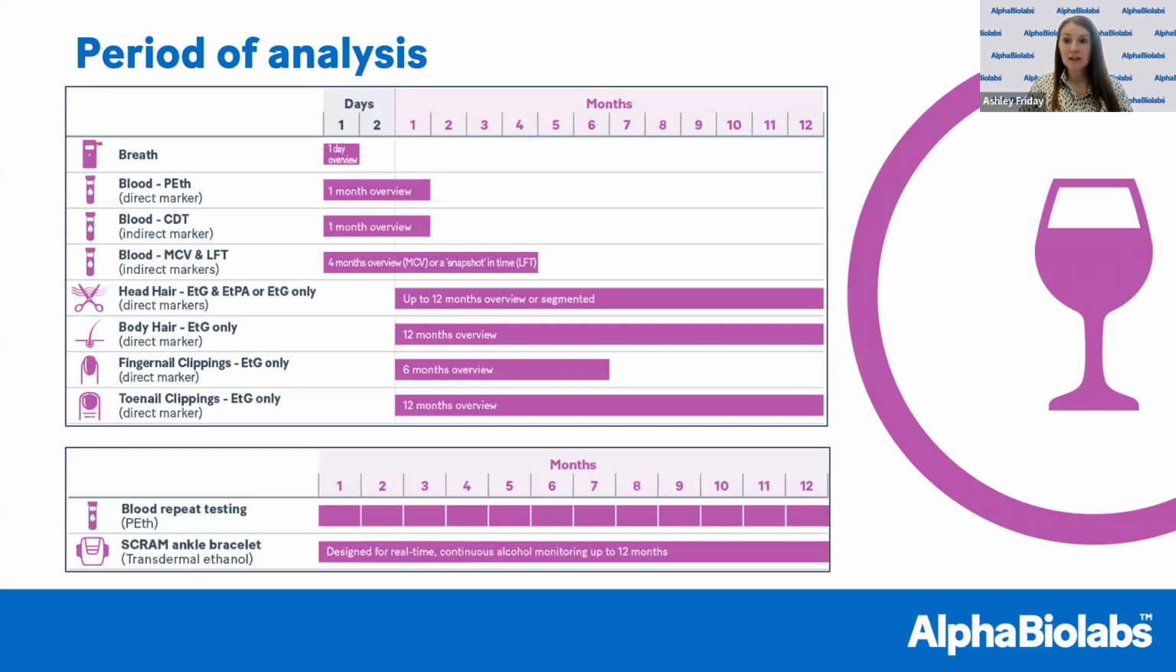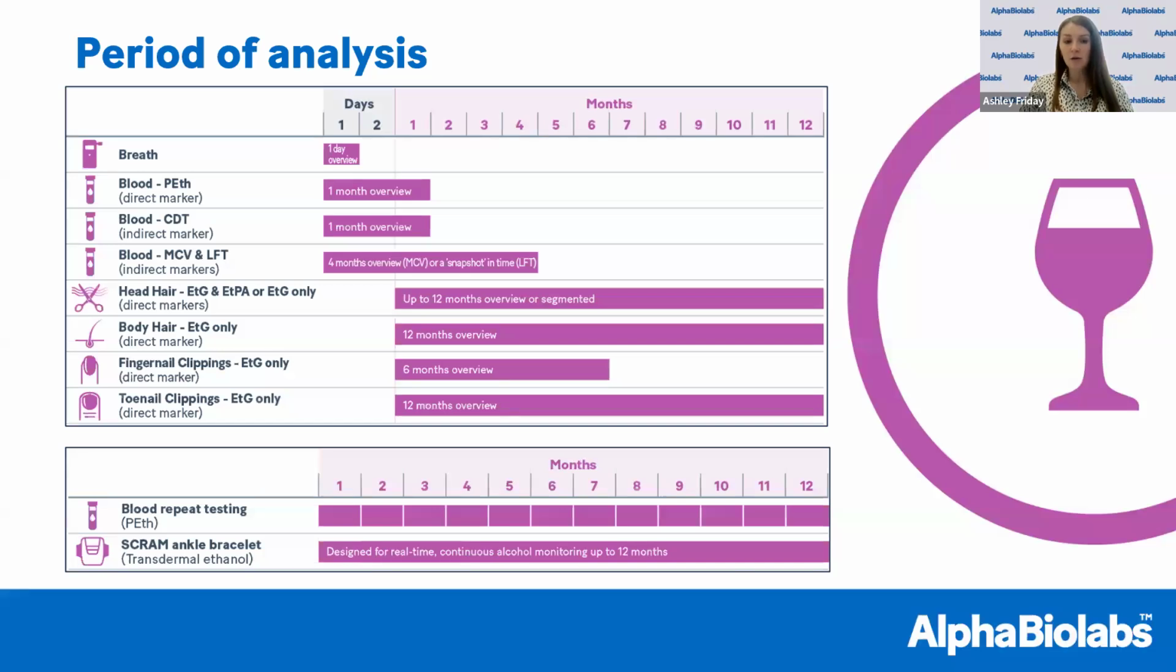So here's a summary of everything together. We can offer breath testing for alcohol, but that is just testing the here and now, so very specific in relation to certain cases where required. Then you've got your PEth and CDT testing that covers up to a month as an overview. Your MCV and LFT, which covers up to 4 months as an overview, and then your head hair, body hair, and fingernail options that we discussed a little moment ago.